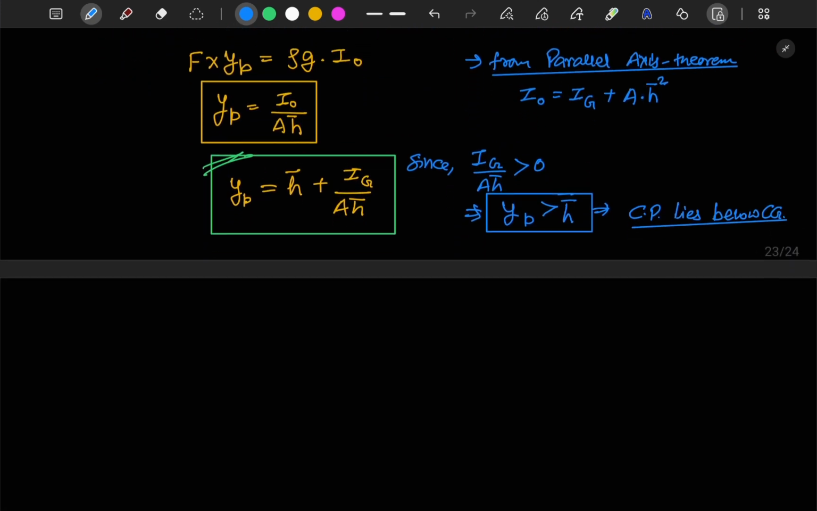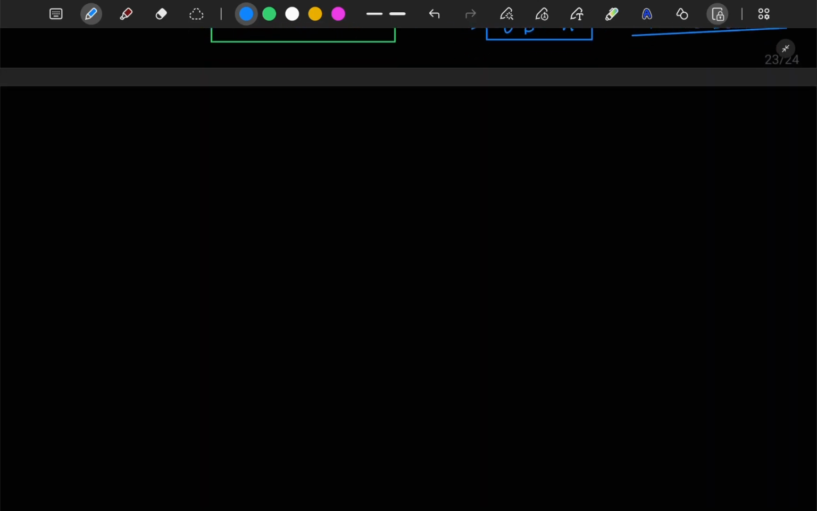Now we will be moving to the next topic. We have already seen two cases. The third case we will see is hydrostatic force on an inclined plane surface. So let me mention it here first. The third point is hydrostatic force on inclined plane surface.